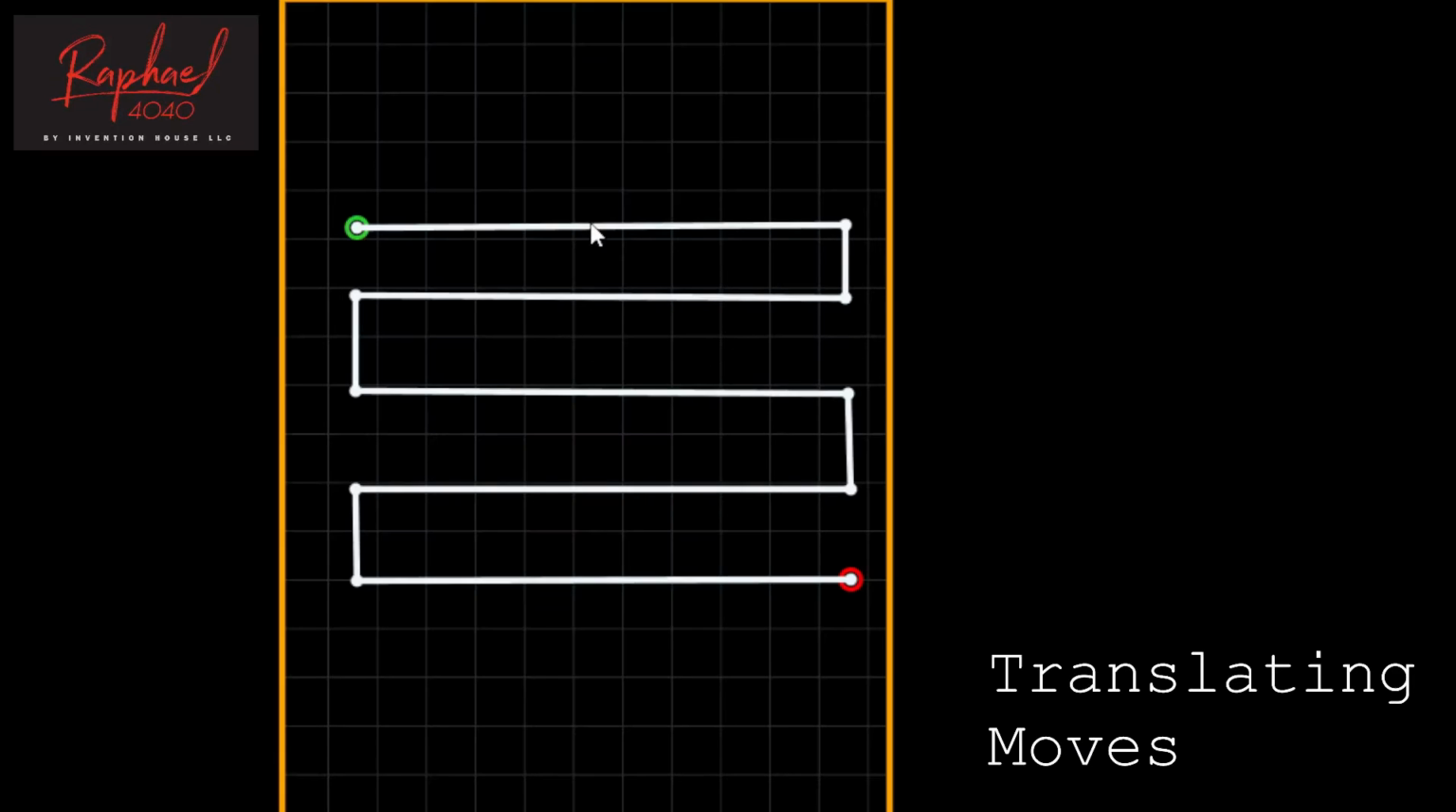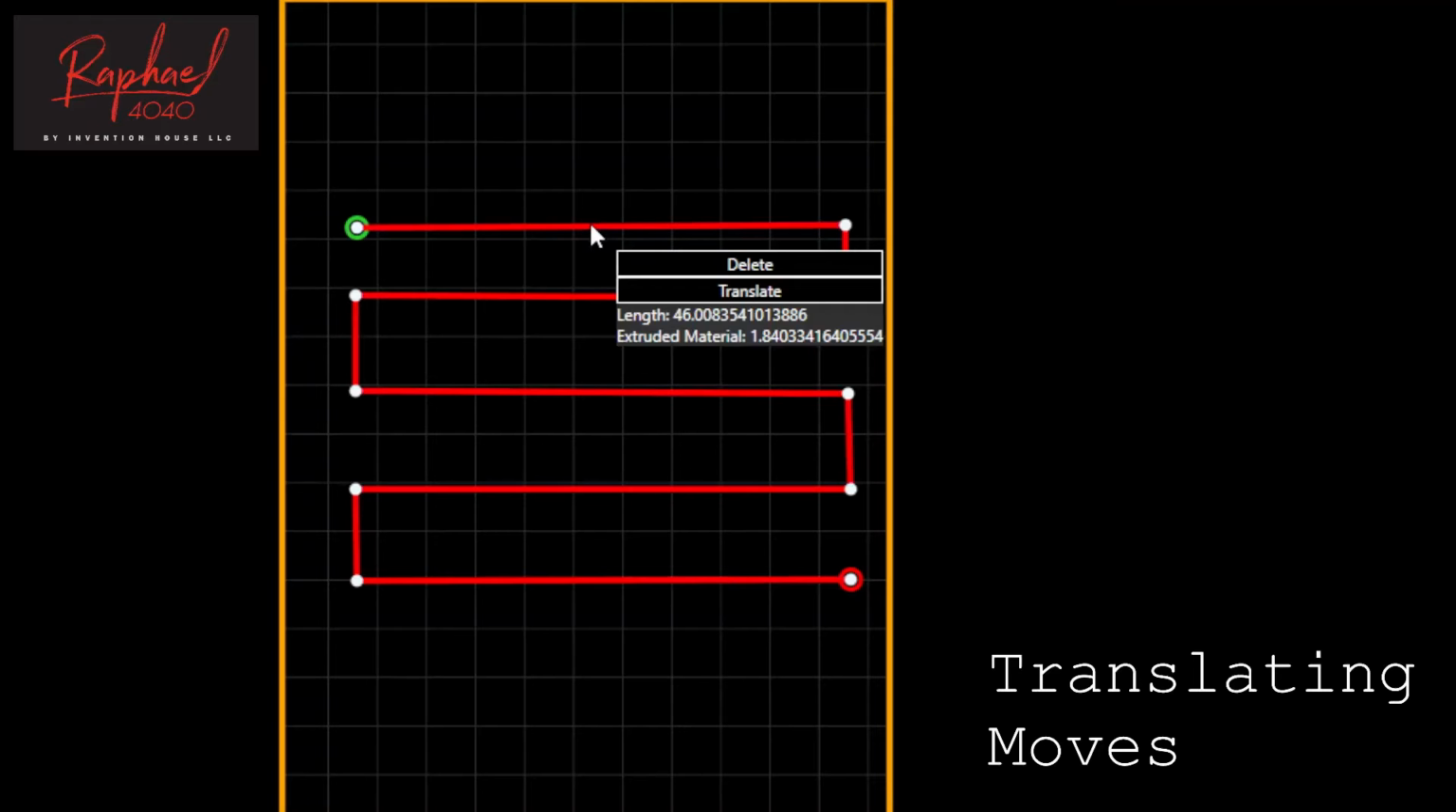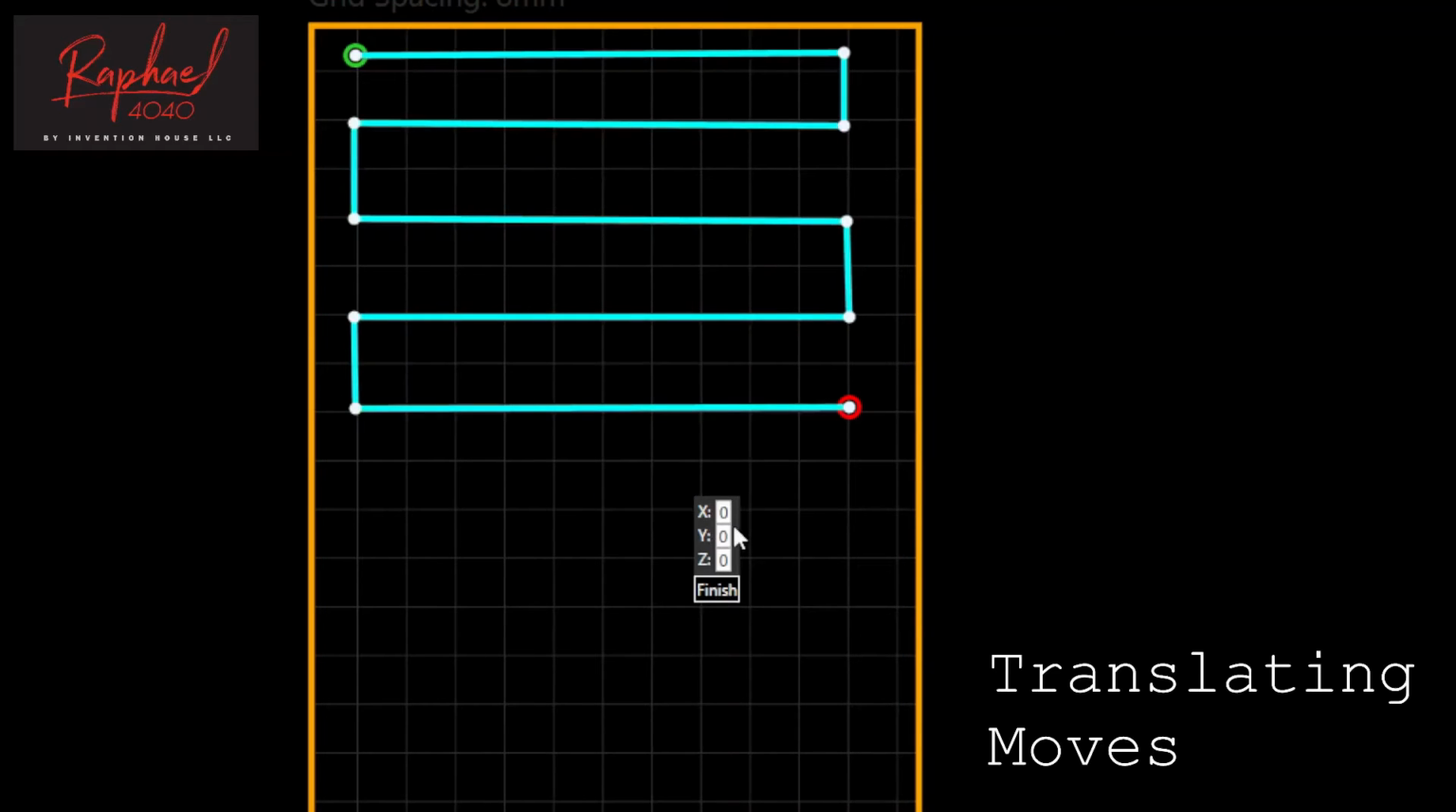To translate by a precise amount of millimeters, or just the Z value, you can right-click on a move or moves and select Translate. The X value adjusts left and right. For example, entering -5 will adjust the move 5 millimeters to the left. Entering +5 will adjust the move 5 millimeters to the right.